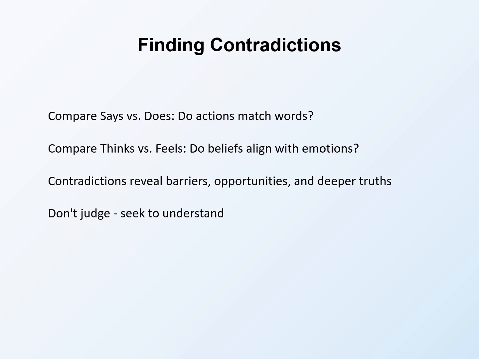Compare thinks versus feels. Do beliefs align with emotions? Someone thinks they can manage their diabetes but feels overwhelmed and hopeless. That mismatch matters for how we support them. Contradictions reveal barriers, opportunities, and deeper truths. They show us where stated intentions meet real-world constraints. They point to where our interventions need to work.